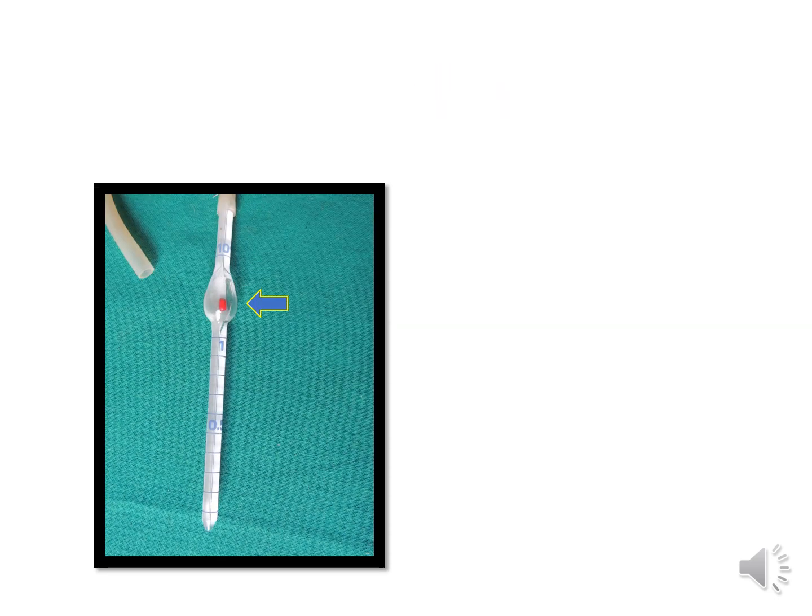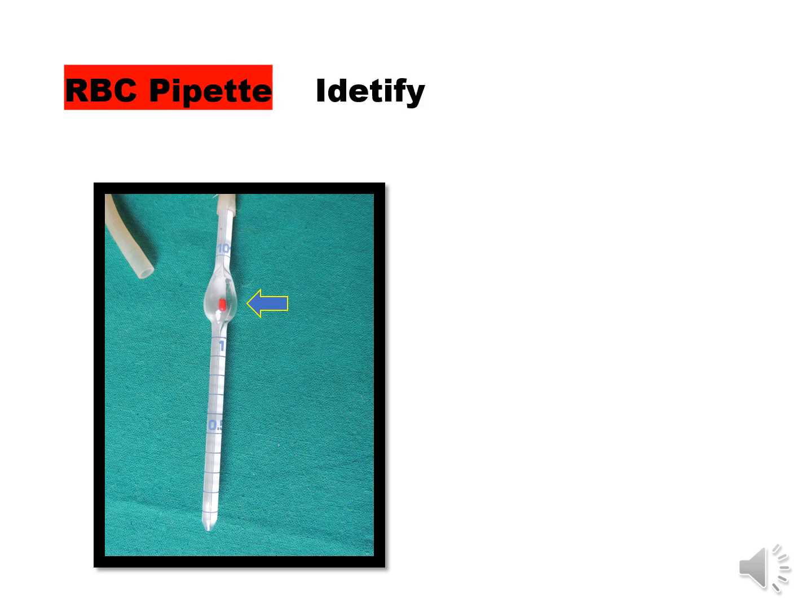Next is self-explanatory. The arrow depicts a red bead, so it is for the RBC count, RBC pipette.